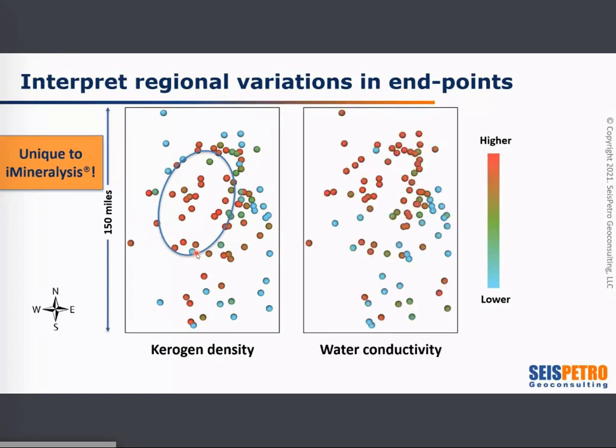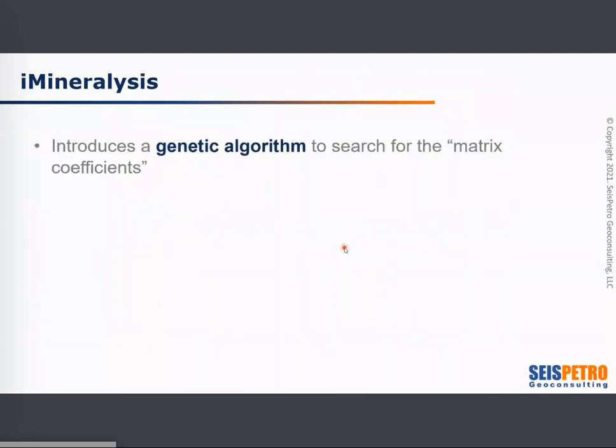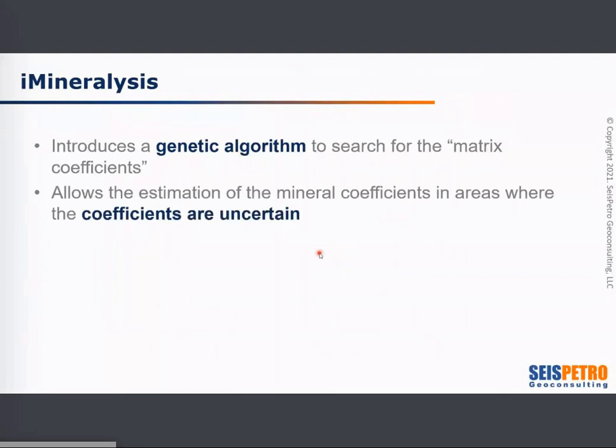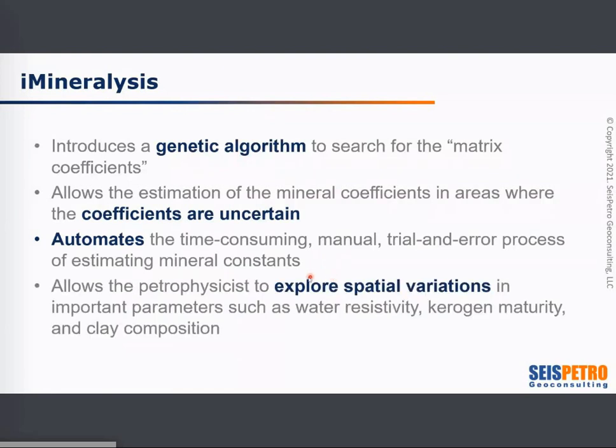We see that in this same case, a decrease in water conductivity towards the south. And if we had independent data like the temperature, we could correlate that, or not, with changes in salinity. So iMineralysis introduces a genetic algorithm to search for these matrix coefficients. This is the same summary that we showed at the beginning. It allows the estimation of the mineral coefficients in areas where the coefficients are uncertain. It automates the time-consuming manual trial-and-error process of estimating mineral constants. It also allows petrophysicists to explore spatial variations in important parameters such as water resistivity, kerogen maturity, and clay composition.